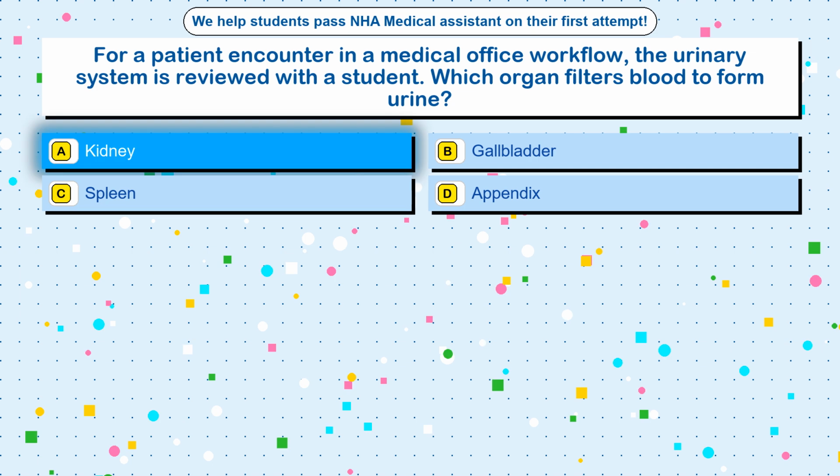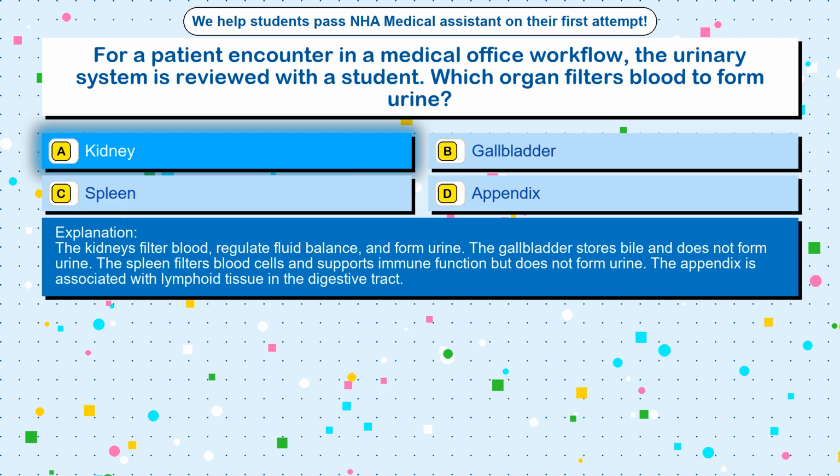Kidney. The kidneys filter blood, regulate fluid balance, and form urine. The gallbladder stores bile and does not form urine. The spleen filters blood cells and supports immune function but does not form urine. The appendix is associated with lymphoid tissue in the digestive tract.